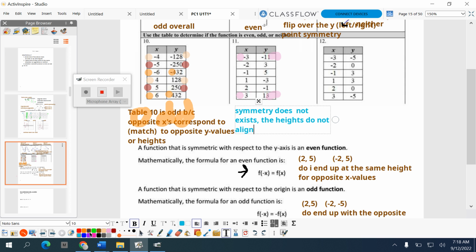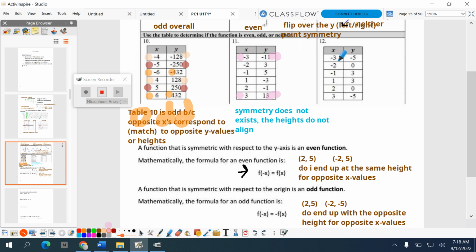We're looking at -3, so I'm looking at my opposite here, 3. And if we look, oh my gosh, looks like the heights actually match up this time. So I have a -5 paired with a -5. My x's are opposites, but it works. So the heights are the same.